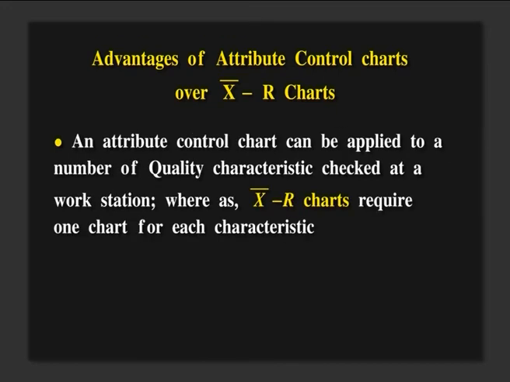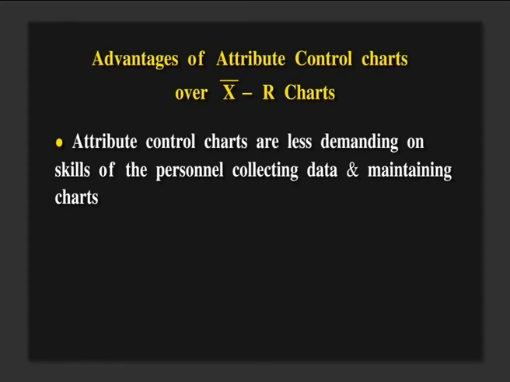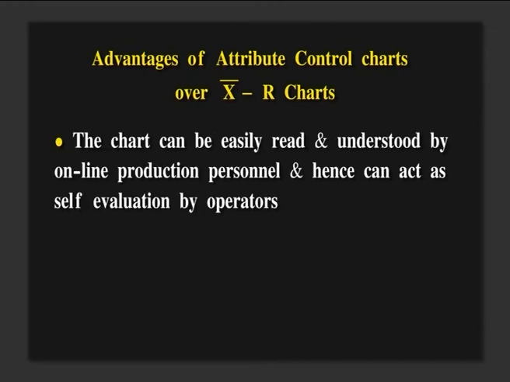An attribute control chart can be applied to a number of quality characteristics checked at a workstation, whereas an X bar R chart requires one chart for each characteristic. Attribute control charts are less demanding on the skills of the personnel collecting data and maintaining charts. The chart can be easily read and understood by online production personnel and hence can act as a self-evaluation of operators.